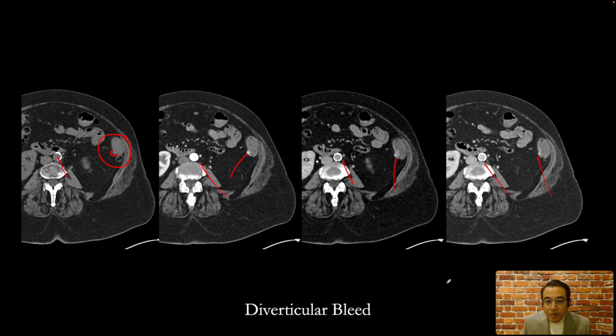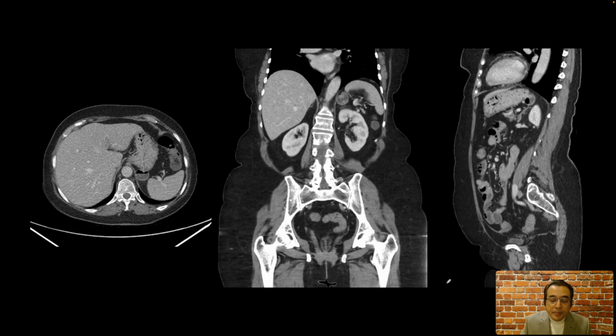Findings of contrast extravasation on a multiphase CT can be very subtle, and so we want to pay attention to the bowel loops, look at all the phases carefully to pick up subtle bleeding like in this patient.